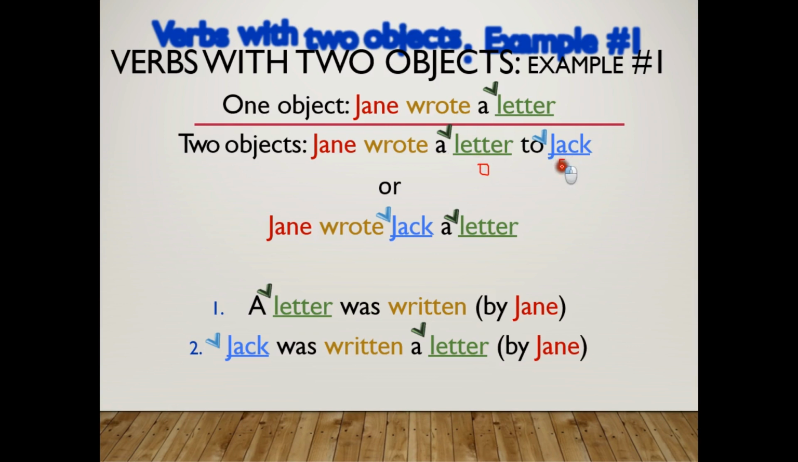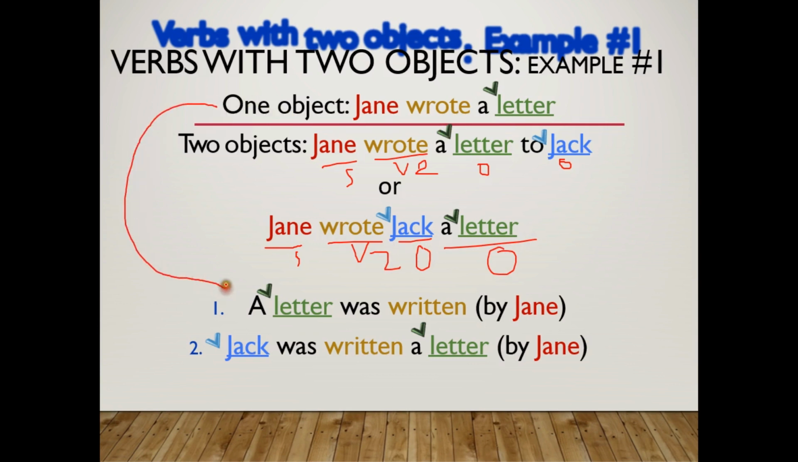Object, object. Okay, this is the subject. This is verb 2. Or maybe like this sentence: Jane wrote. This is verb 2. This is object. This is object. There are two objects, right? So let's change it. If there is one object, the passive must be like this. Okay, a letter was written. Remember, this always follows be plus verb 3.